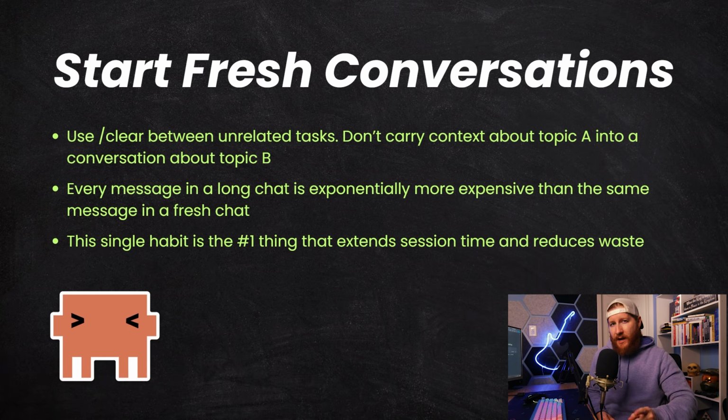This might seem simple. If you use the clear command between unrelated tasks, it's going to save you a ton of tokens. You shouldn't be carrying context about topic A into a conversation about topic B. Every message in a long chat is exponentially more expensive than the same message in a fresh chat. This single habit alone is the number one that extends session time and reduces waste. Very simple, but one of the best hacks you can do to save your tokens.